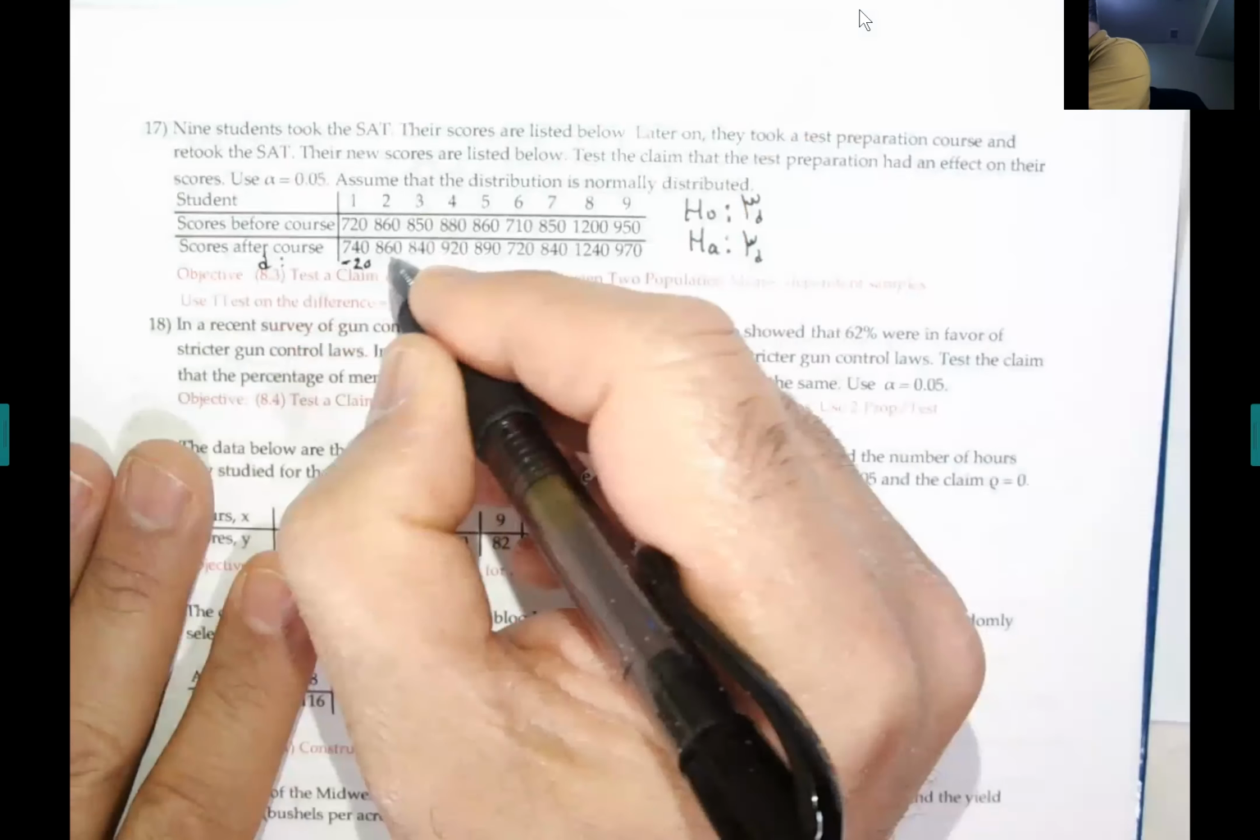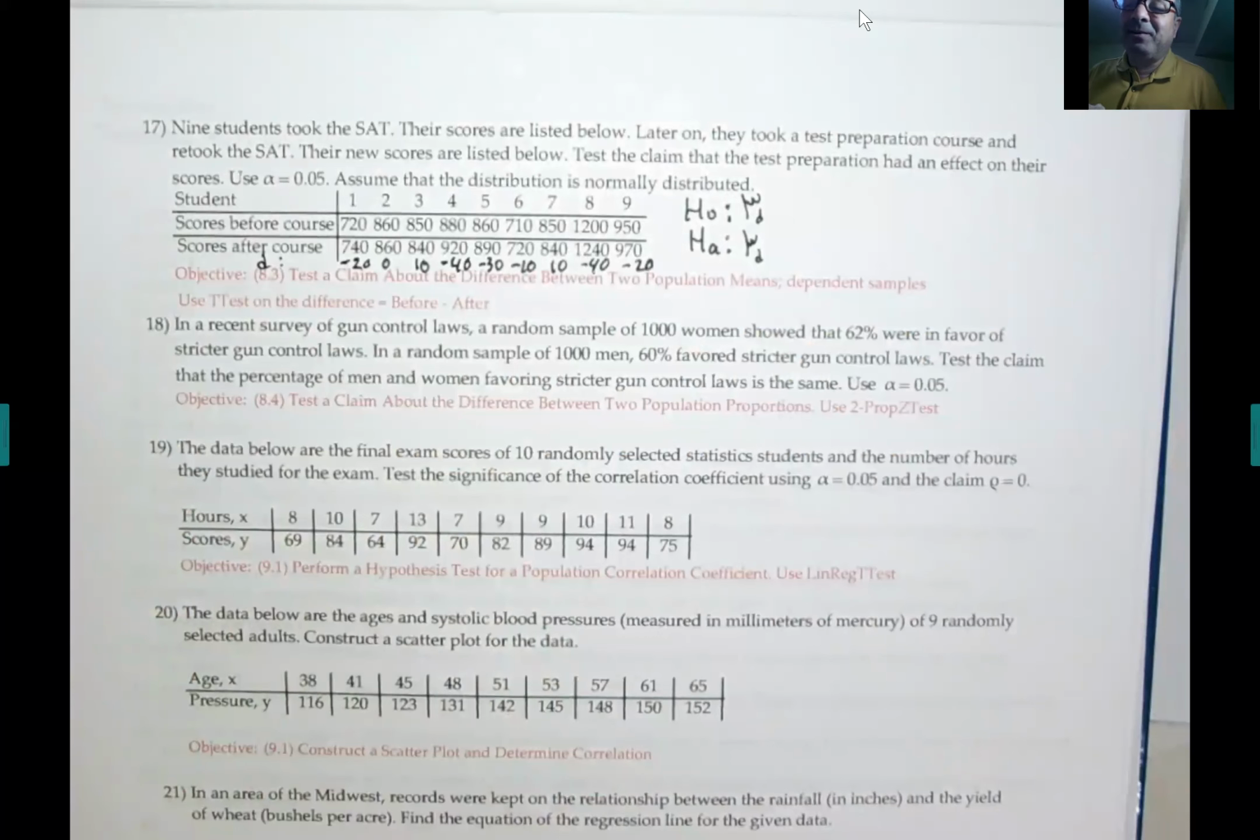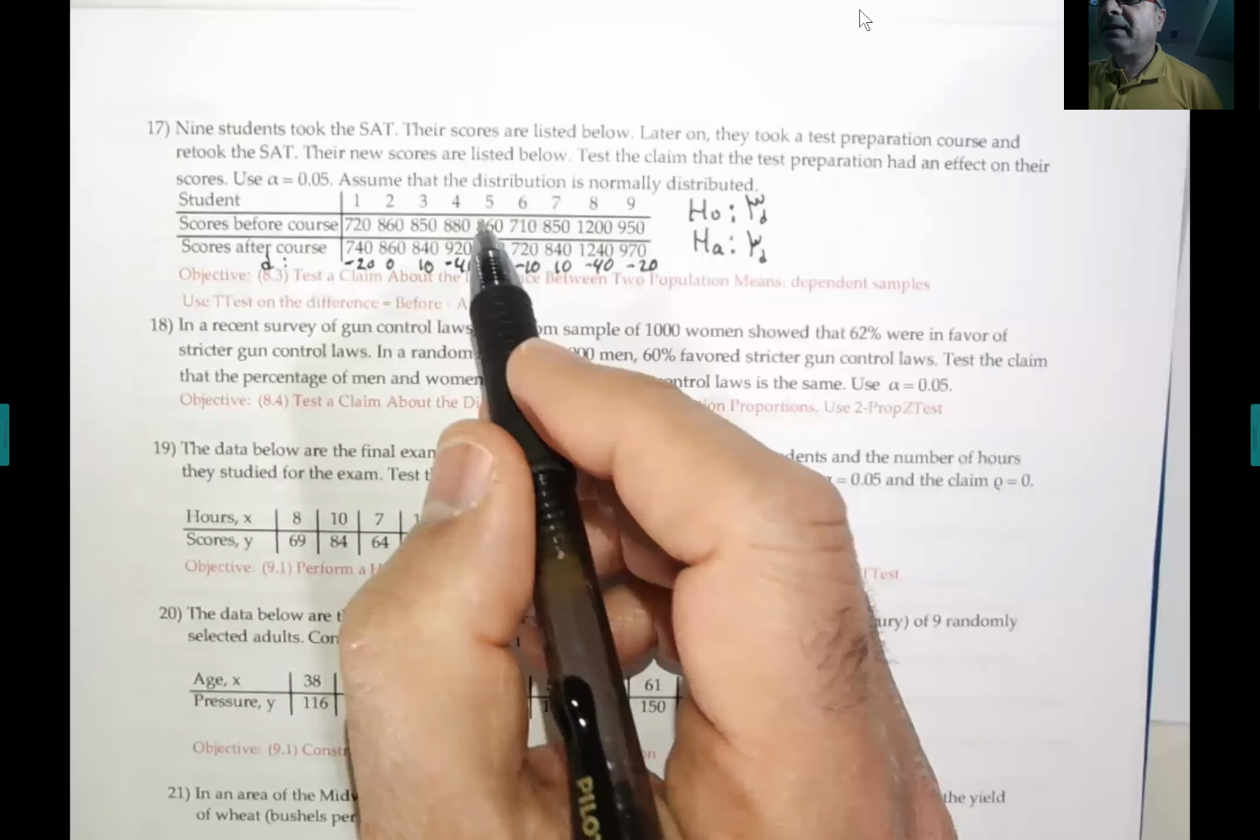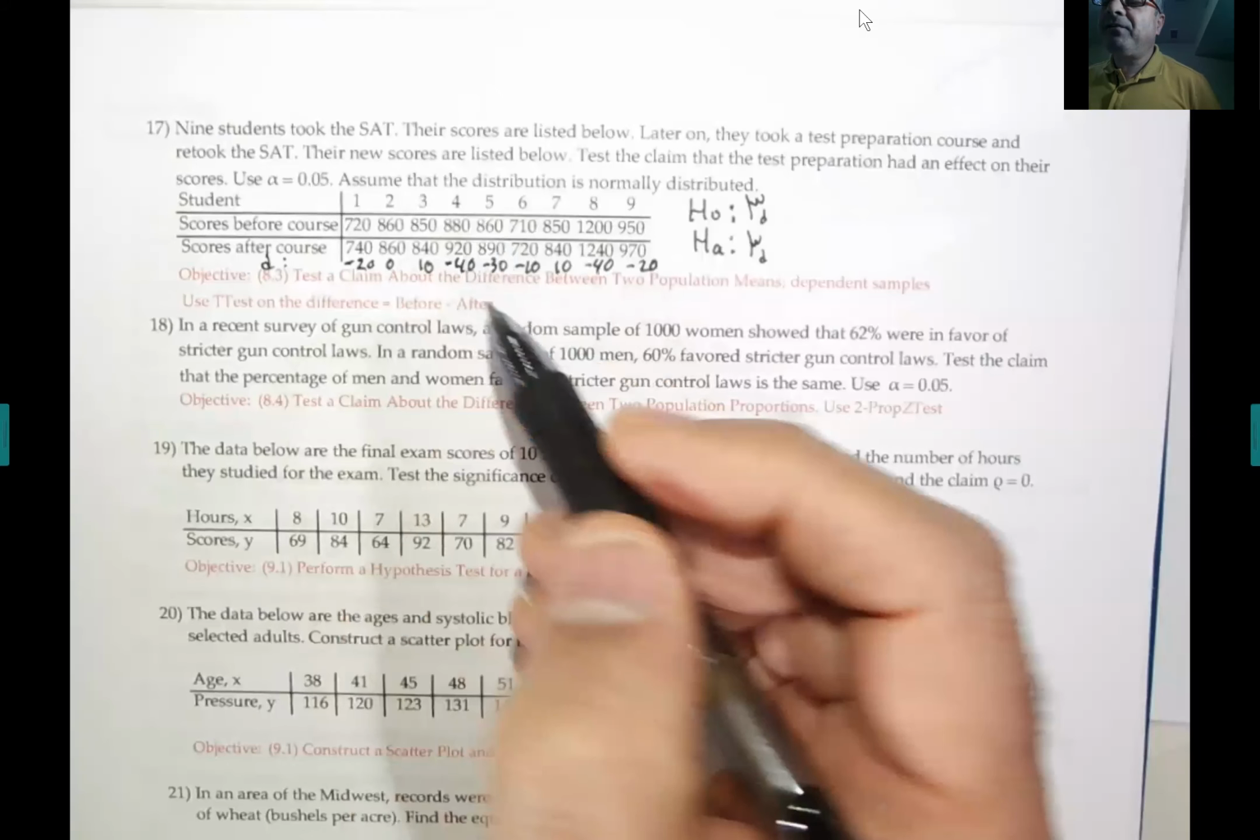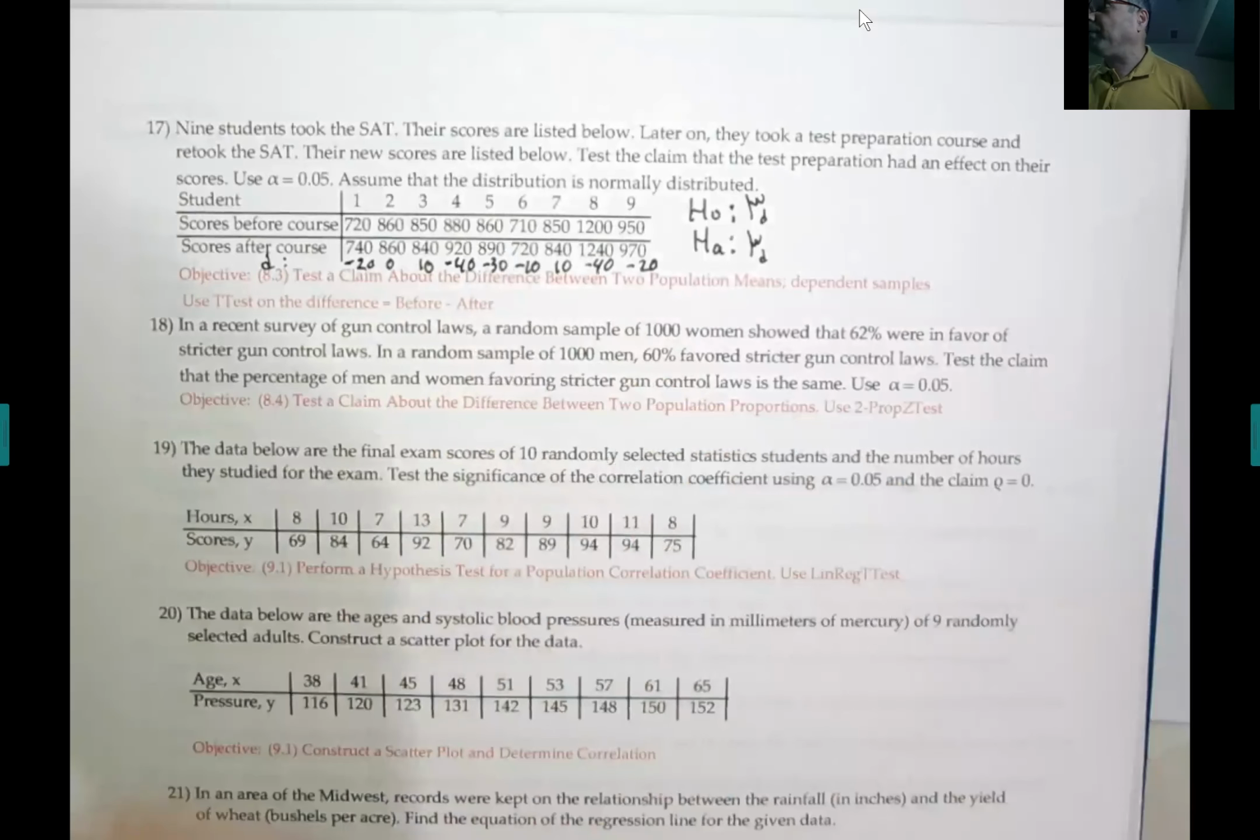Had no effect, guys, means there is no difference. We're testing here against 0. So when you do dependent samples, you always test against 0. If it says no difference, it means whether it was a before score and after score, they're the same. That means their difference is 0. So we're testing here equal to 0 and not equal to 0.